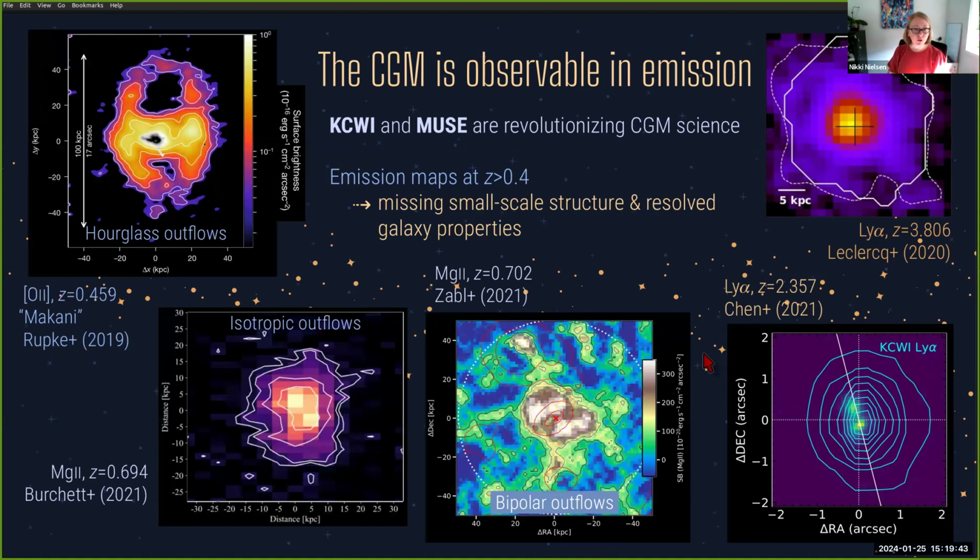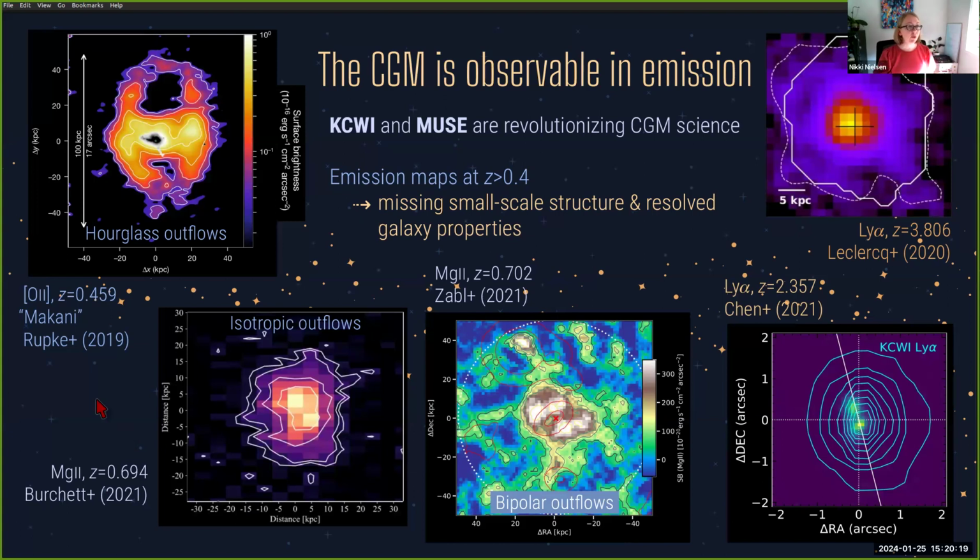At lower redshifts, so redshifts greater than 0.4, we are starting to see these large scale outflowing structures. So you can do this with magnesium-2, which also is a resonant line and suffers the same problems as Lyman alpha, but there are some really interesting structures here. So Zabel et al. found these bipolar outflows around what's a fairly typical star-forming galaxy. And then Burchett et al. found isotropic outflows around what seems to be maybe a post-major merger.